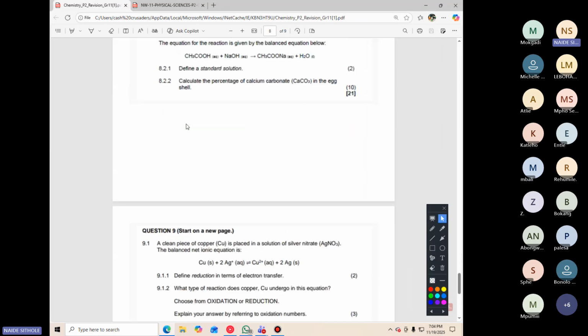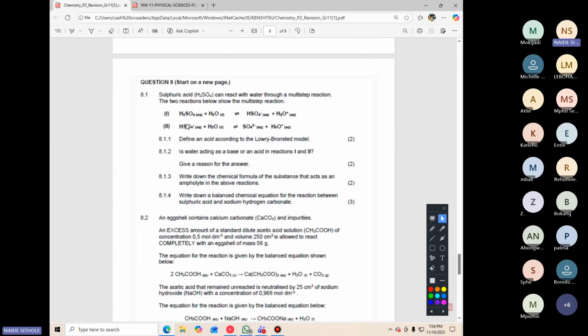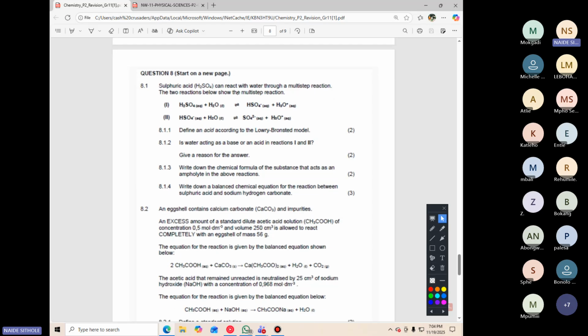Right. So done with that one. Let's look at question 8. We have acids and bases. Sulfuric acid H2SO4 can react with water through a multi-step reaction. The two reactions below show the multi-step reaction. Why does it undergo the two-step reaction? It's because most of the time we refer to H2SO4 as a diprotic acid, right? Now, what is a diprotic acid? This is an acid that donates 2 protons.